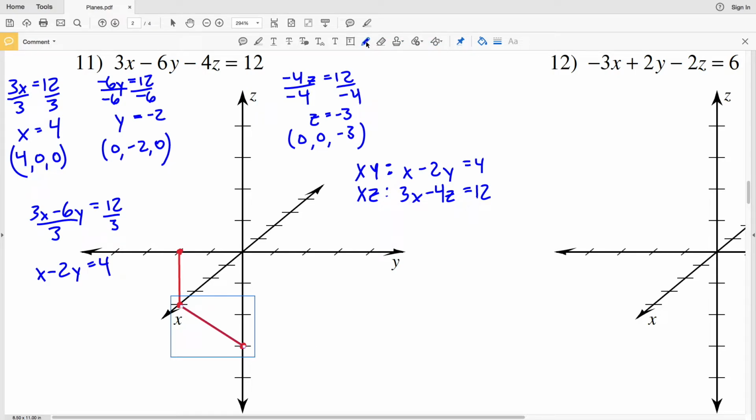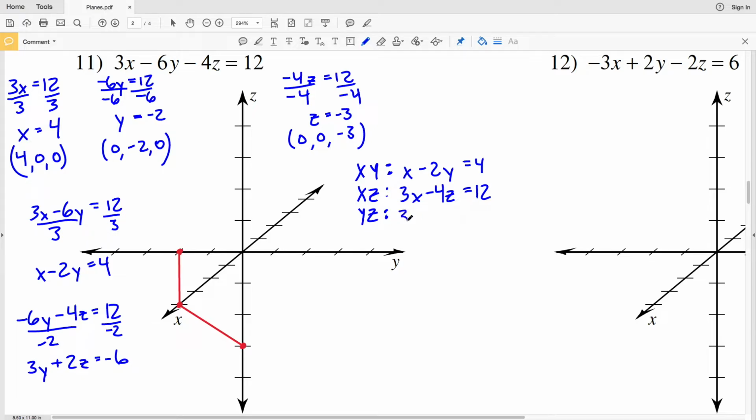And then lastly, from y to z, that occurs when x equals 0. So negative 6y minus 4z equals 12. And those are all divisible by 2. So writing negative 6y minus 4z equal to 12, I'll divide both sides by a negative 2, so that my coefficients with y and z are positive. And that will be a positive 3y plus 2z equal to a negative 6. So my trace for yz in number 11 is 3y plus 2z equal to negative 6.